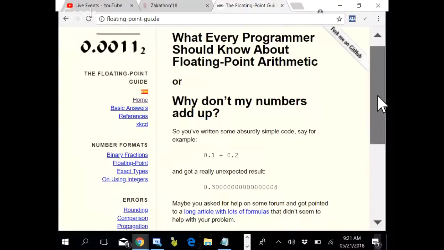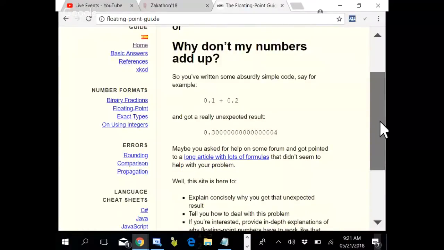You see, it is trying to explain why don't my numbers add up properly. If it is 0.1 and 0.2, why do I get this? So it is all explained there. Second thing, do make a note of this website, do visit it. Floating point guide.